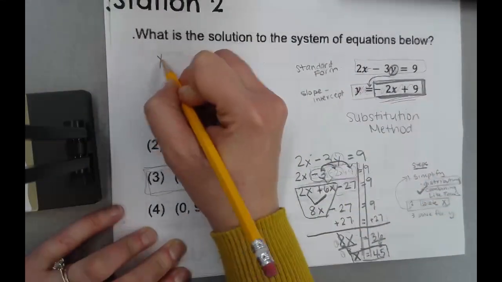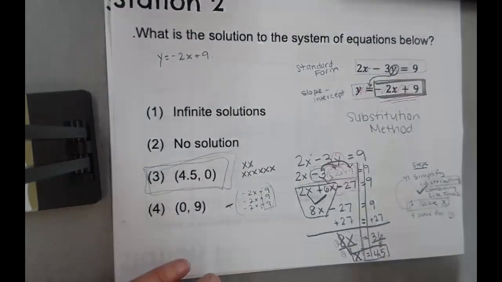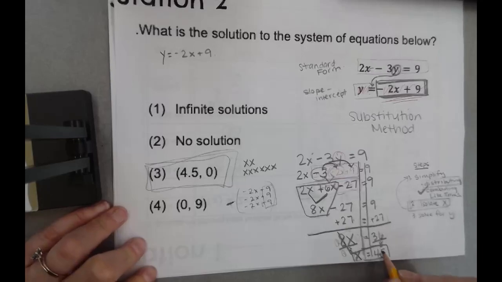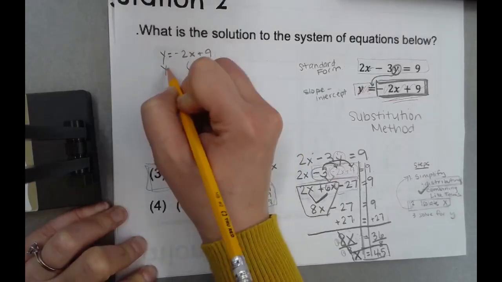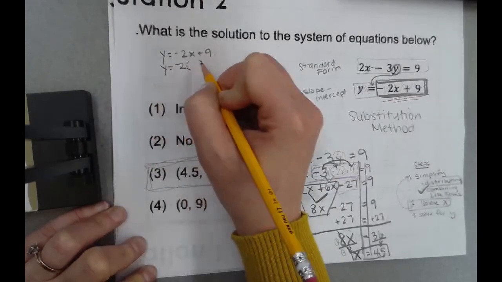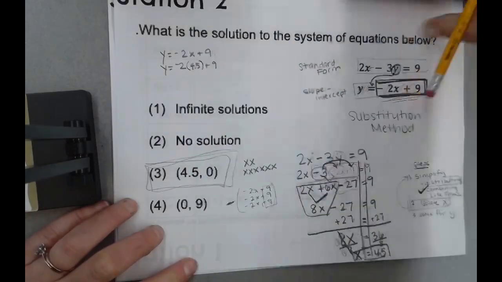So, y equals negative 2x plus 9. We're going to substitute the value that we just solved x to be. X equals 4.5. We're going to put it right there. Y equals negative 2x, which is 4.5, plus 9.